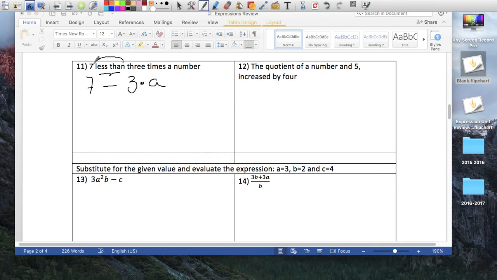You have to be careful because this is a turnaround word. And so we're going to switch places here. 3a is going to go here, and minus 7. So that's what 7 less than 3 times the number looks like.